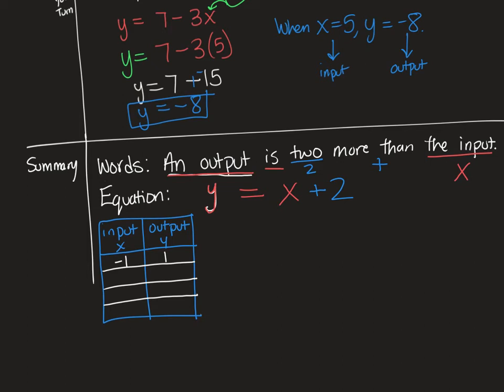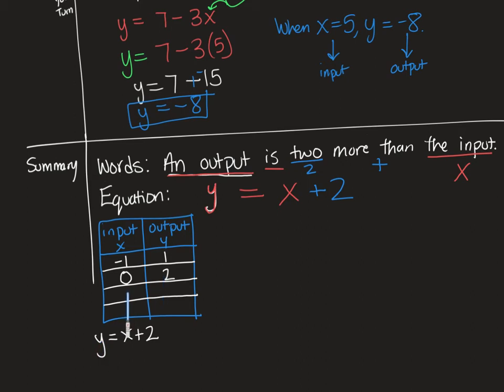What if I were to input 0? Well, let's look at our equation. Y equals x plus 2. If I were to input 0, right here, what's 0 plus 2? 2. That's why I'm writing 2 right here. Because if I plug in 0, if I input 0, my output will be 2.